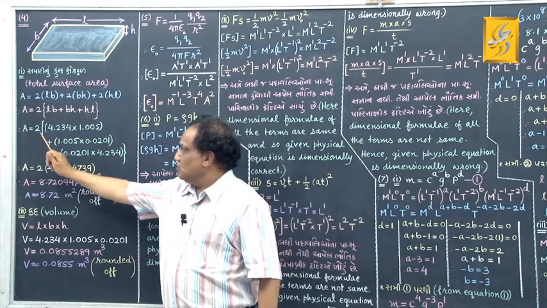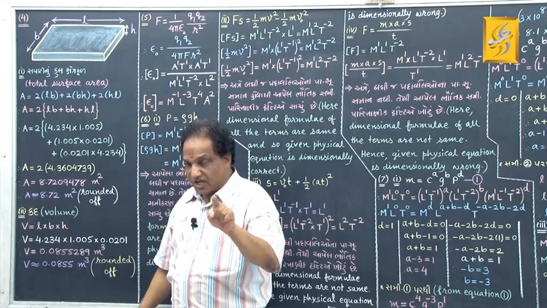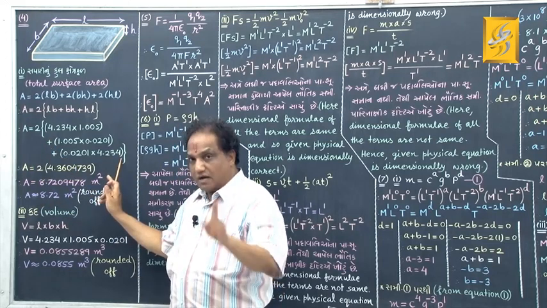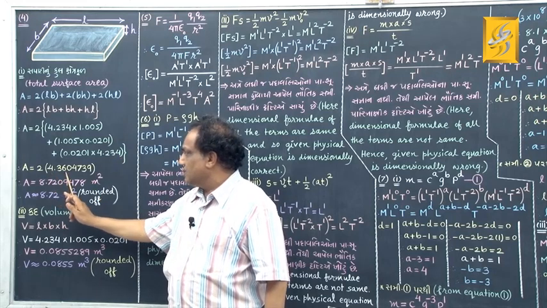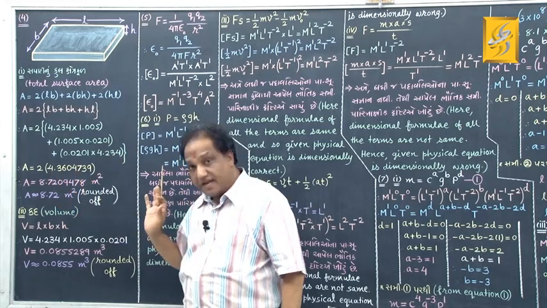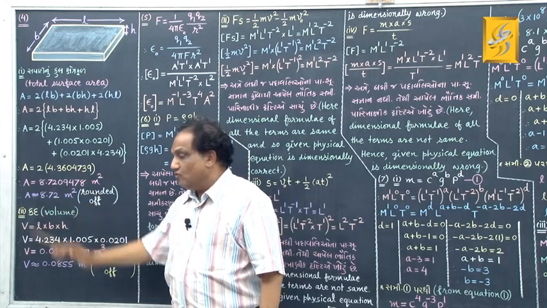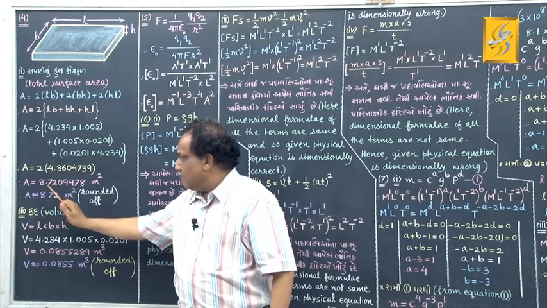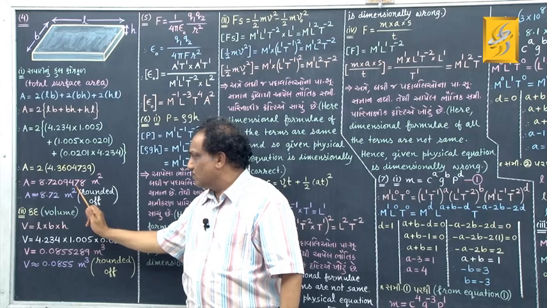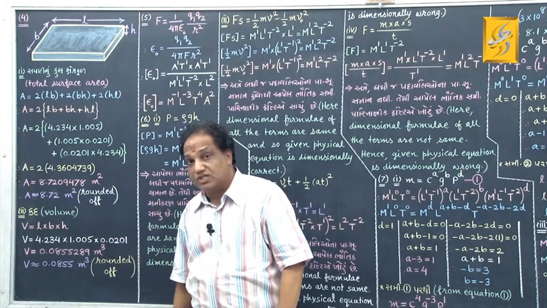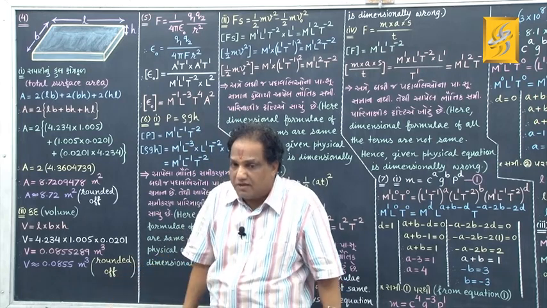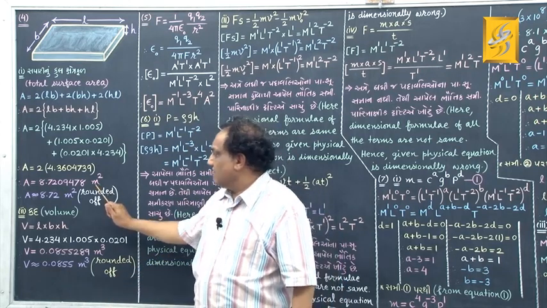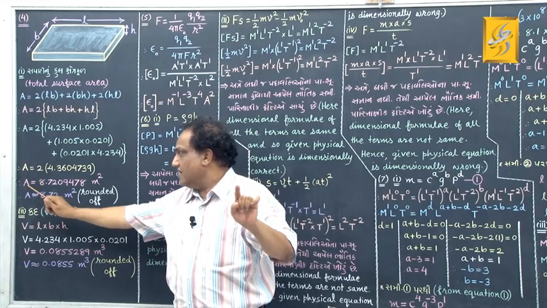Now, this 2 as it is, simplification of this curly bracket comes out to be, using calculator you can find it out, 4.3604739. That multiplied by 2 will give you 8.72094778 meters square, correct? Because all the measurements we had taken in meter, meter into meter, meter square will be the SI unit for area, correct?